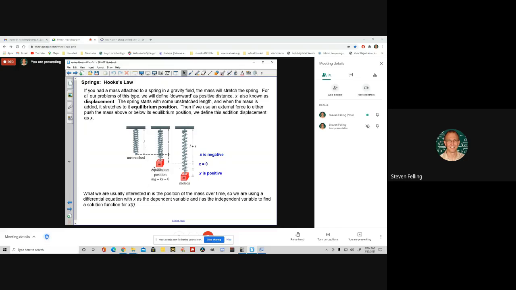We're usually interested in the position of the mass over time. So we're going to find a differential equation which uses x as its dependent variable and t as the independent variable, so we can find how x changes with time.